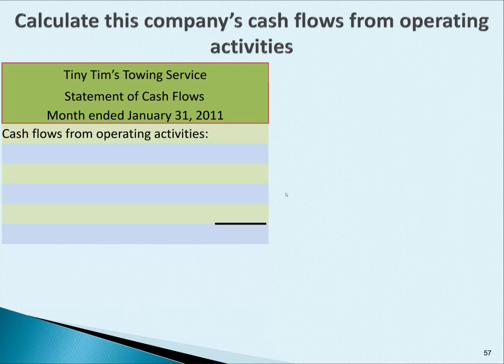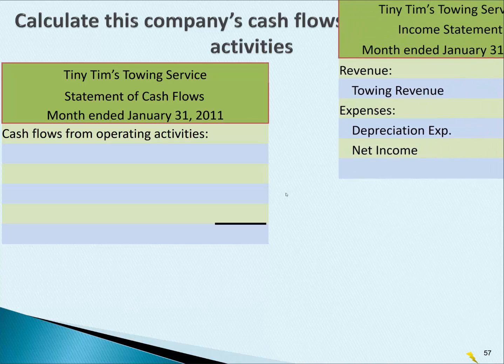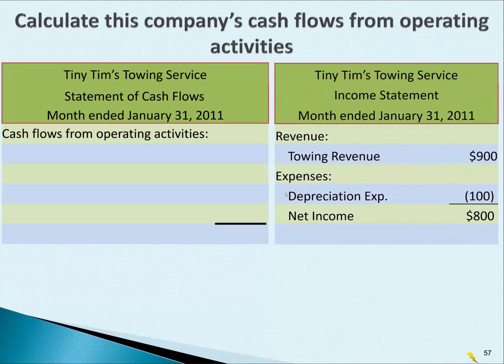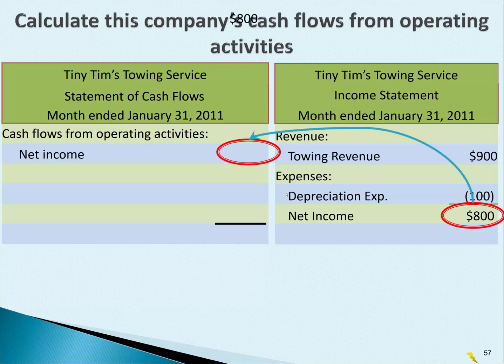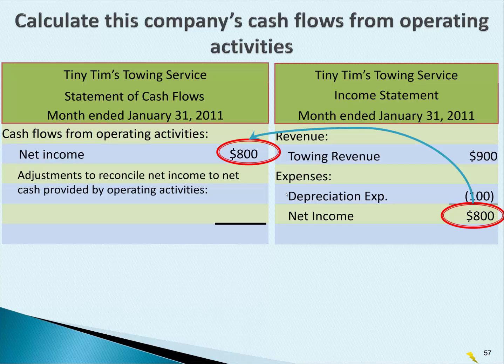So let's do a little example. We've got Tiny Tim's towing service. Here is the income statement on the right side of the screen. We've got towing revenue, $900, depreciation expense, $100, for a net income of $800. So we're going to build the statement of cash flows on the left side of the screen. So we know it starts with net income. We're going to grab net income from the income statement, plop it over there on the statement of cash flows. And we've got that verbiage we need to put in there.